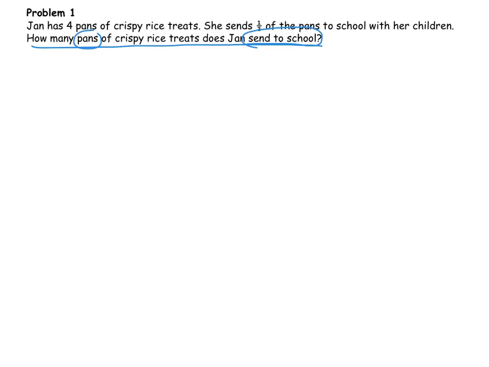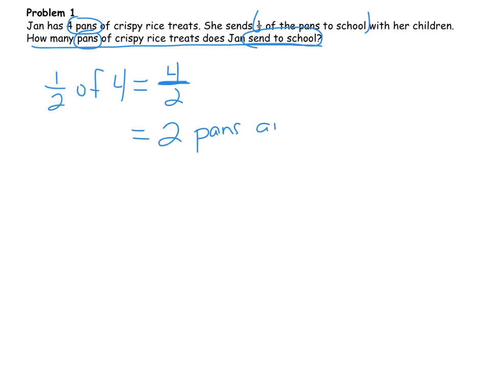Well, I have 4 pans of crispy rice, and she sends half the pans to school. So I have 1/2 of 4. Well, I know that 1/2 of 4 is actually equal to 4 over 2, because 4 times 1 is 4, 2 times 1 is 2. Well, 4 divided by 2 is equal to 2. So 2 pans are sent to school with her children.